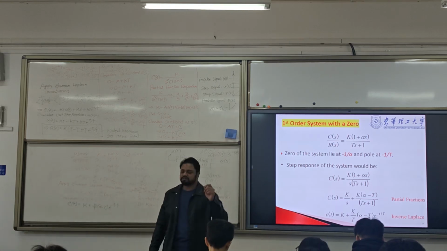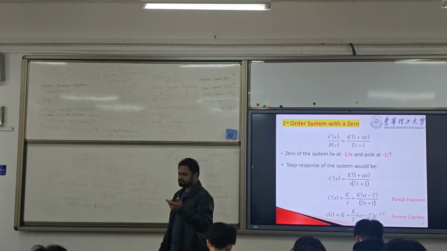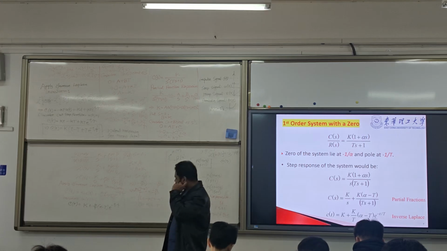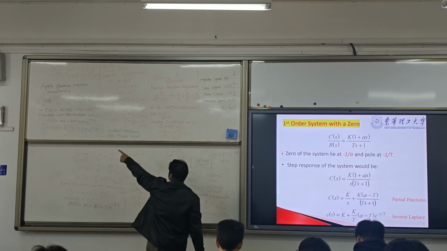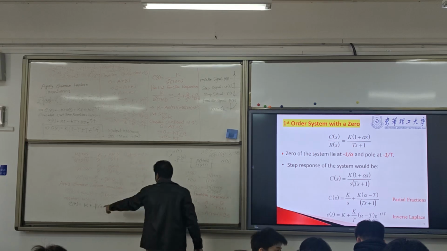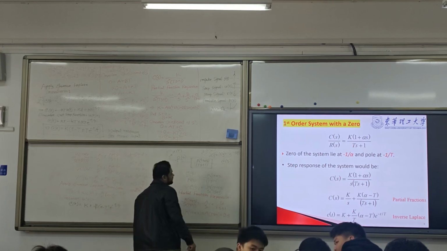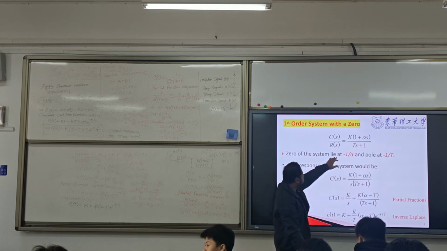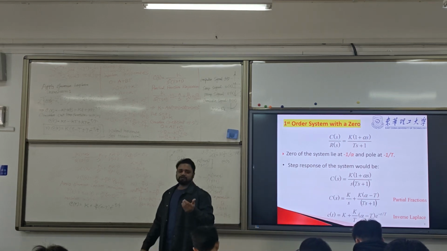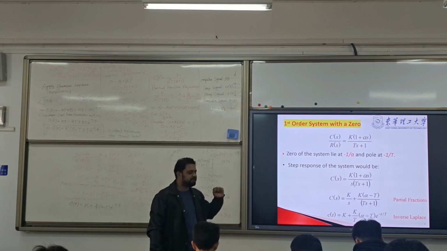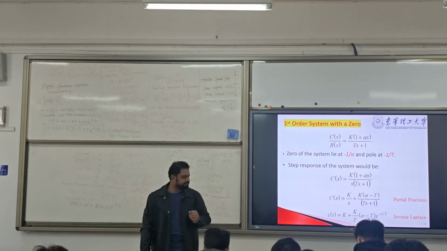If there is a first order system having a 0, now here you see, what do we have? We have this term. We did not have that before. We have an alpha term. This alpha is what? Alpha is the 0. So now we need to analyze how it will affect our system.